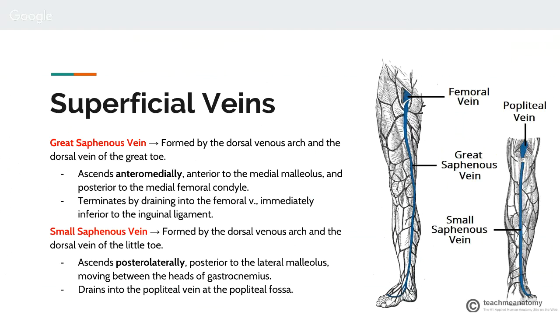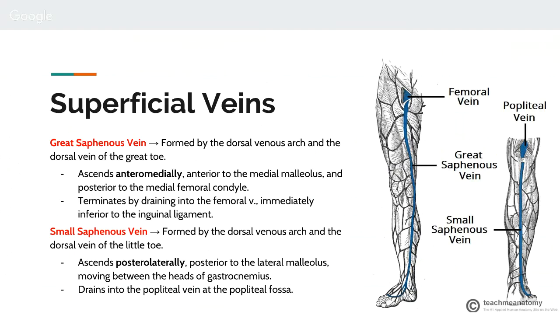A great way to know it is great saphenous vein. So which one's bigger, your tibia or your fibula? Tibia, yeah? So your great saphenous vein follows your tibia, and it goes anteromedially, and your small saphenous vein follows a smaller bone, your fibula, and goes posterolaterally, behind the lateral malleolus, whereas your great saphenous vein is anterior to the medial malleolus. And also, the great saphenous vein connects up with the femoral vein, whereas your small saphenous vein connects up to your popliteal vein.